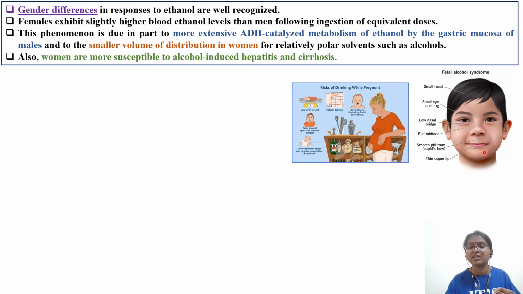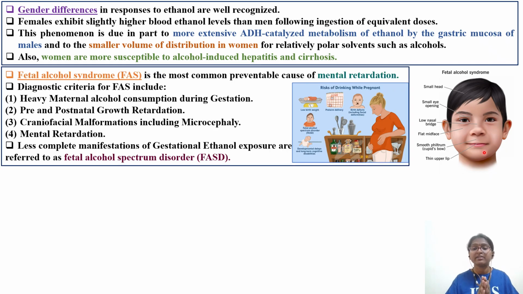That is the reason a female, when she's pregnant, should not be smoking, should not be consuming alcohol. There will be severe adverse effects on the progeny, the baby or the fetus, the embryo developing inside her womb. So we'll discuss fetal alcohol syndrome in this one. Fetal alcohol syndrome is the most common preventable cause of mental retardation. Babies of pregnant women who are consuming alcohol will have mental retardation.